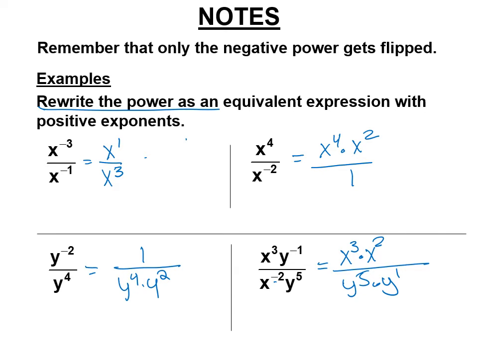So let's answer these now, all right? So this one would be 1 over x squared, right, because of canceling. This one would be add the exponents, x to the 6th. This would be 1 over y to the 6th. And this one would be x to the 5th over y to the 6th.